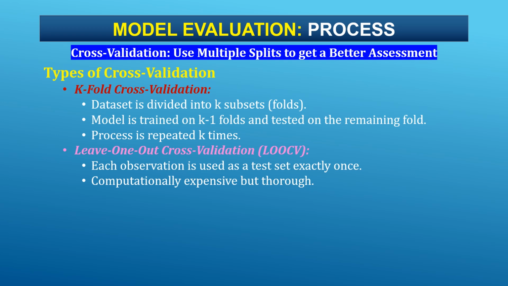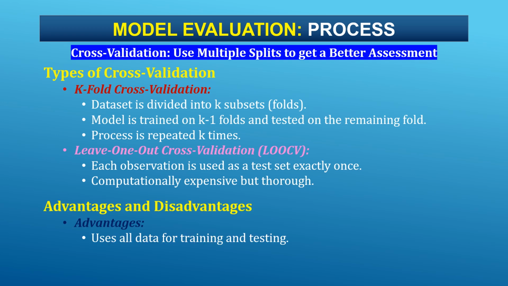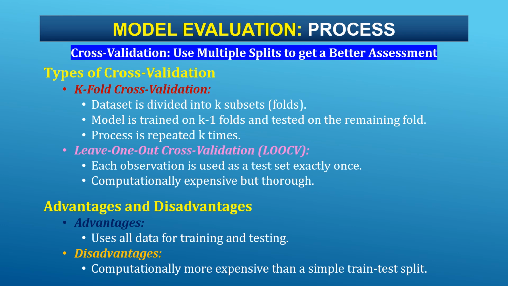K-fold cross-validation is practical and balances the trade-off between computational efficiency and evaluation reliability. Leave-one-out cross-validation, while thorough, is often too resource-intensive for large datasets. Advantages and disadvantages. First, advantages: more reliable performance estimates and using all data for training and testing. Disadvantages: computationally more expensive than a simple train-test split, with longer training time due to multiple model fittings.